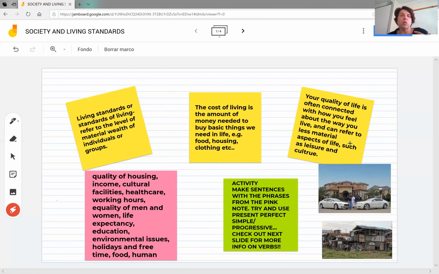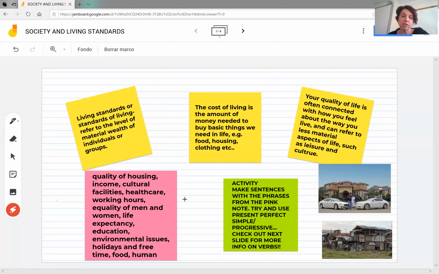So in our world, our living standards are very high. Our society has a lot of money. The cost of living is also high. And the quality of our life is also high because we spend a lot of money on things that we don't really need. So we have a very high quality of life. So let's think of those three things: living standards, cost of living, quality of life.